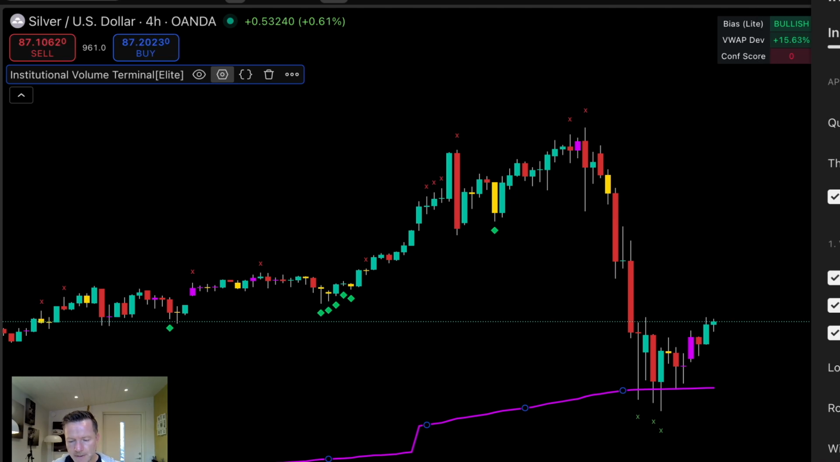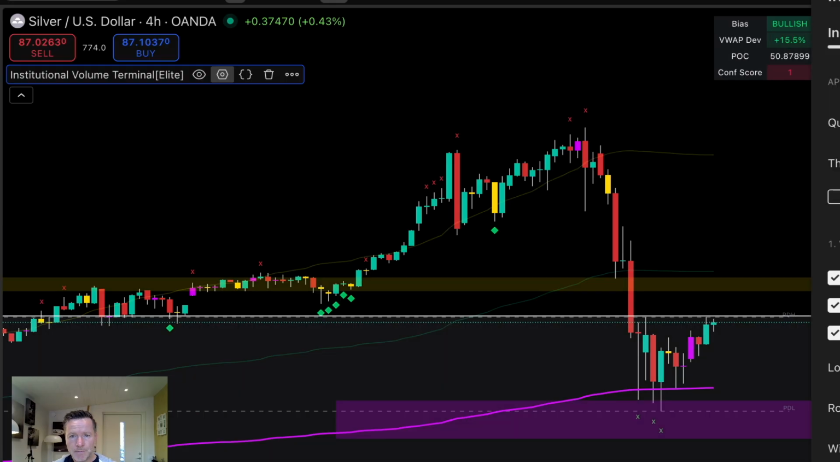I incorporated a fast light mode that shows you the AVWAP, liquidity sweeps, and absorption. So it calculates very fast, and you can go through 50 tickers in minutes just to find the right setup. But when you find the right setup, like we have here in silver, then I turn off the light mode and boom, here we have the elite mode.